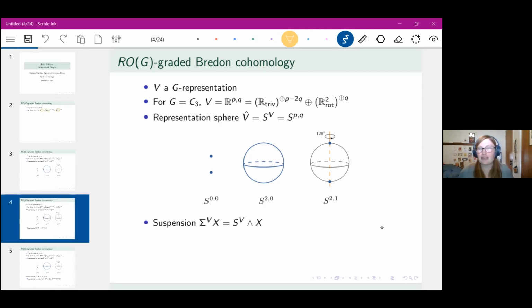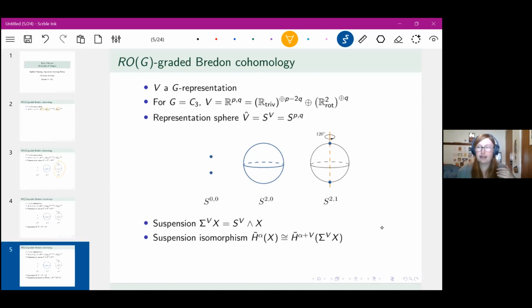And okay, I have this class of spheres, and if I have some other C3 space X, I can take the smash product of this sphere with X. And this gives me some notion of suspension for which I have a suspension isomorphism. And this is really where we want to highlight the use of RO(G) here, because we need to be able to add representations in our grading in order to make sense of the suspension isomorphism.